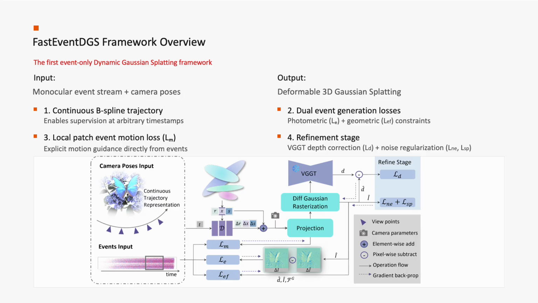FastEventDGS answers yes. It is the first event-only dynamic Gaussian splatting framework. Given only event streams and camera poses, it introduces four innovations: a continuous B-spline trajectory for arbitrary timestamp supervision, dual event generation losses for photometric and geometric constraints, a local patch event motion loss for explicit motion guidance, and a refinement stage with VGGT depth correction and noise regularization.